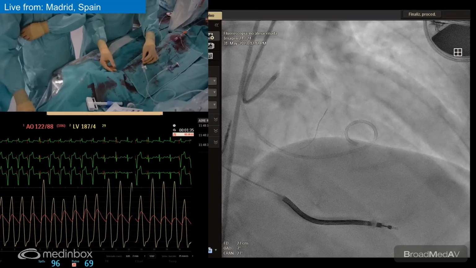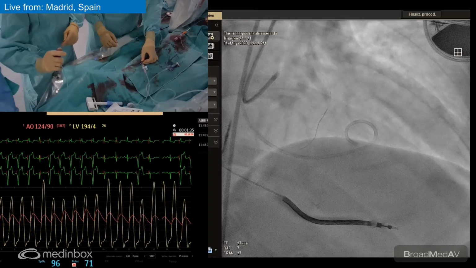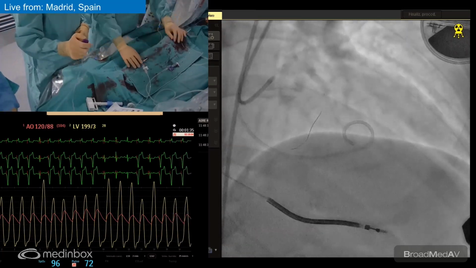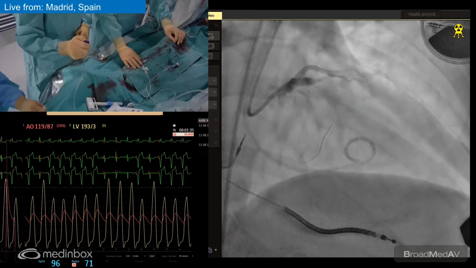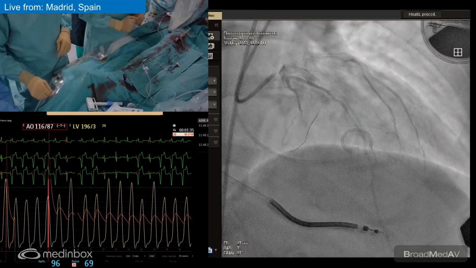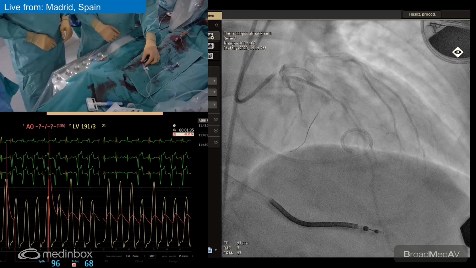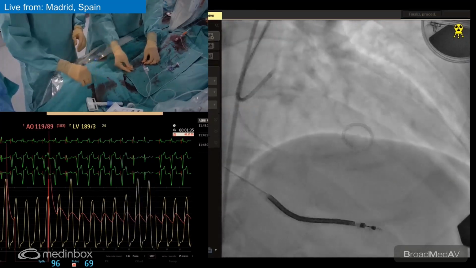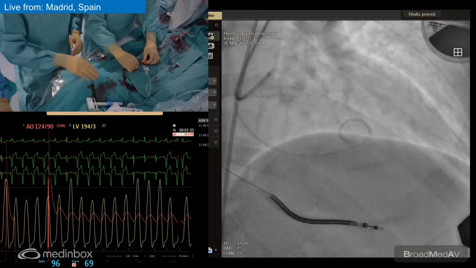Now we're going to inject contrast, we remove the guidewire. Contrast from outside, to see that it is occluded. So we are going to inject a little bit through the guiding catheter just to see that the septal is occluded and the LAD is not. Okay, let's store this. We are retrieving the wire now. The balloon is still inflated all the time.